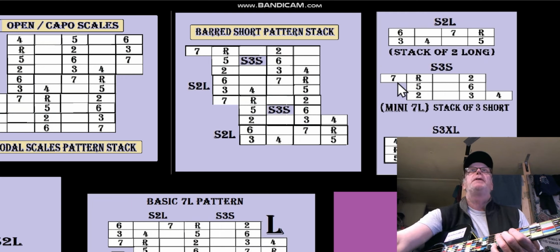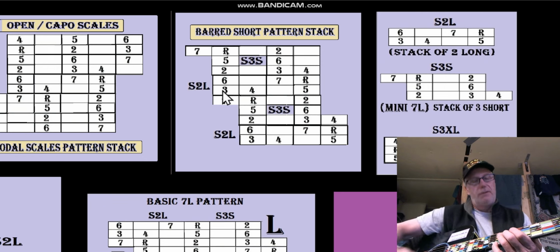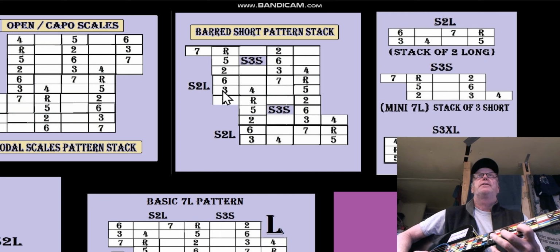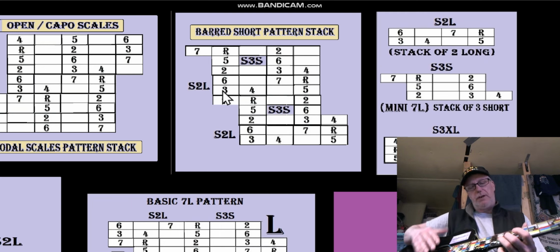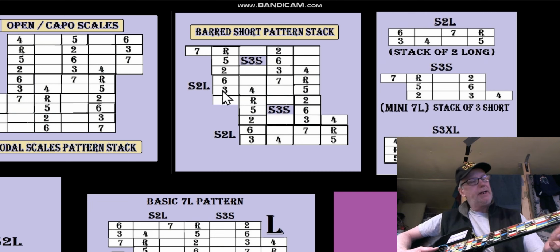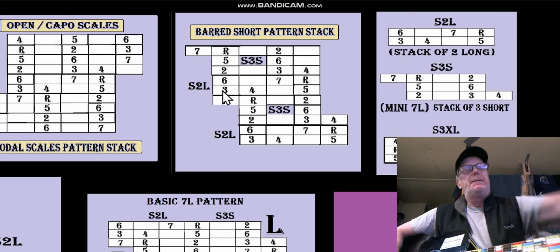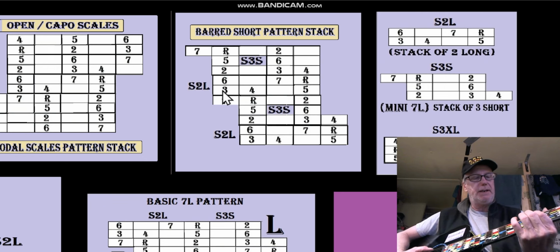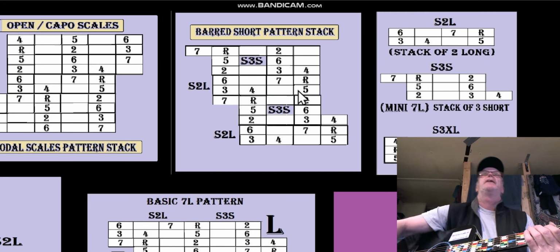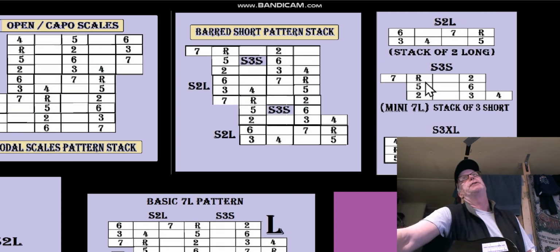What goes on top of that? You look at the pattern stack, 5, 6, 7R2, it's just another S2L right there: 3, 4, 5, 6, 7 root. So on the bottom 4 strings here, the lowest, with your tuning, it'd be the E, the A, the D, and the G string. You can do these patterns and read them off exactly how they are. That's how the patterns go.